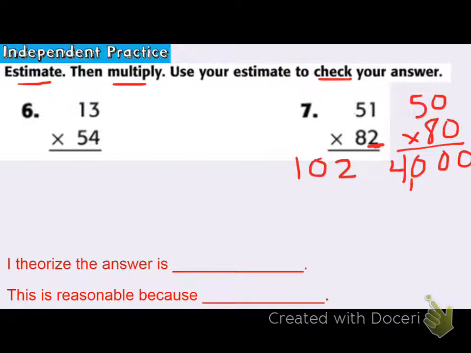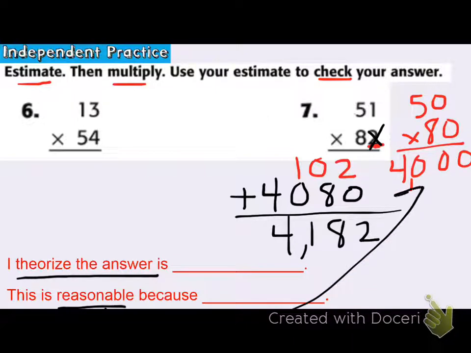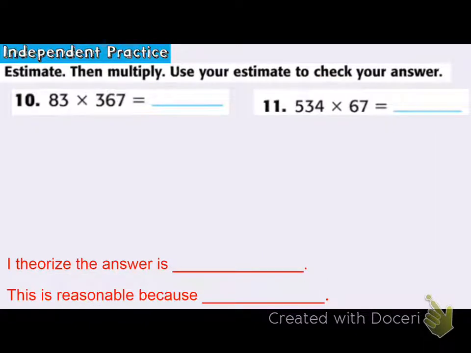In order to move into the tens place, I can cross off that single digit ones, put a 0, and I'm going to do 80, right? 8 times 1, 8 times 5 is 40. And now if I add these values together, I should hopefully get something really close to that 4,000. And 4,182 is what I theorize the answer to be. It's reasonable because it's close to that 4,000. I can keep going.